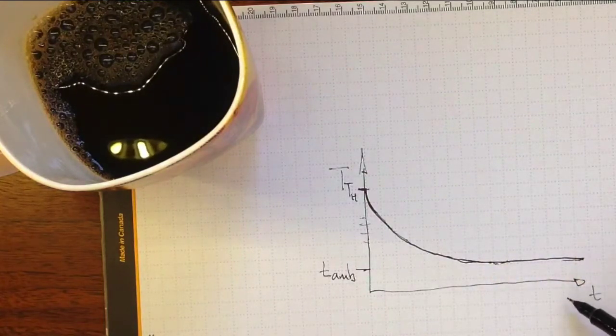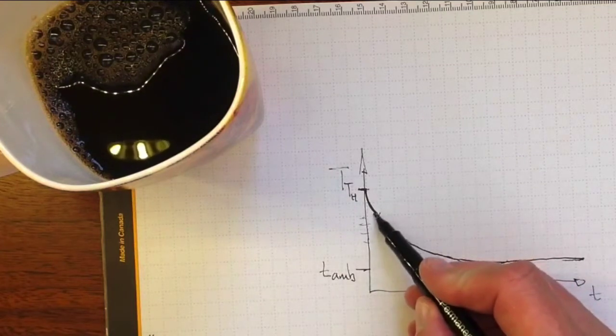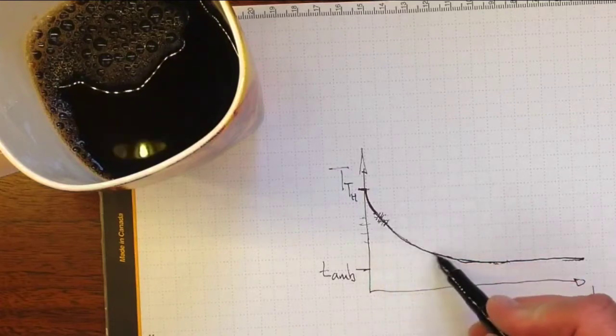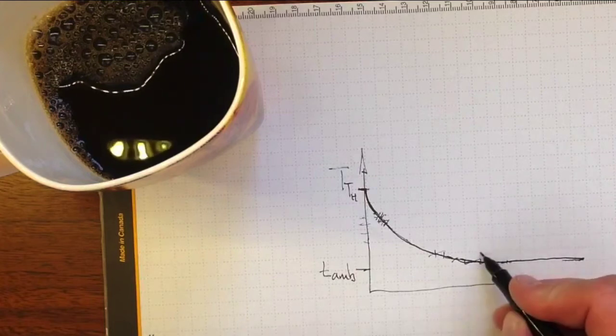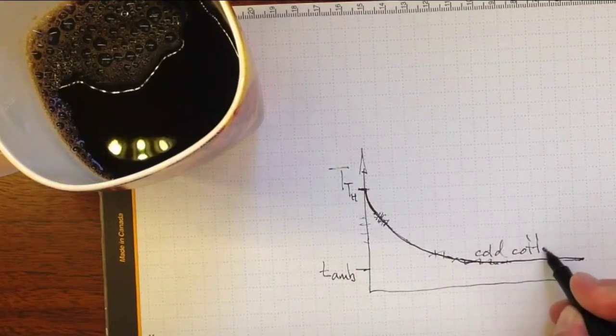ambient temperature. How can I follow it and make sure that I manage to remember to drink it when it gets to this region in here so that it doesn't get down to this region down here where it would be cold coffee and I wind up just throwing it away?